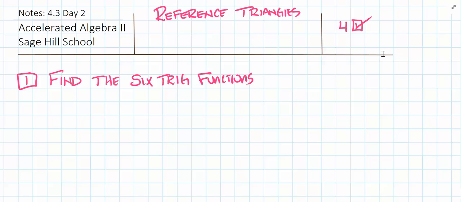All right, so we're going to do the second day for 4.3. We're going to spend all day talking about one topic here, and that topic is the idea of a reference triangle and what that means and how to use a reference triangle. But before we begin onto that part, I want to make sure we all have one thing down exactly perfect no matter what the case, okay? And that thing is how to draw a certain type of triangle.